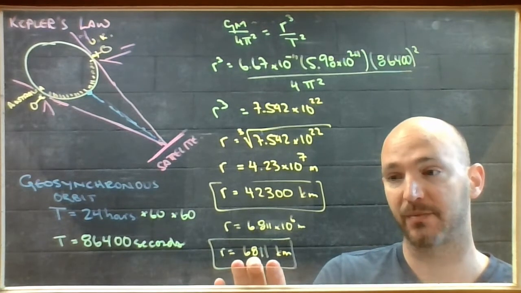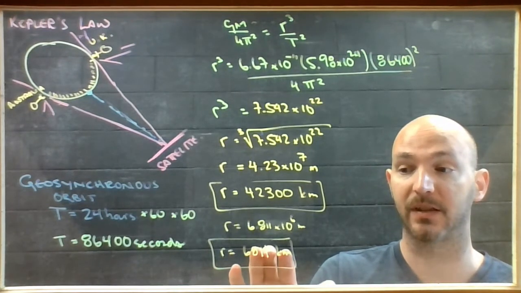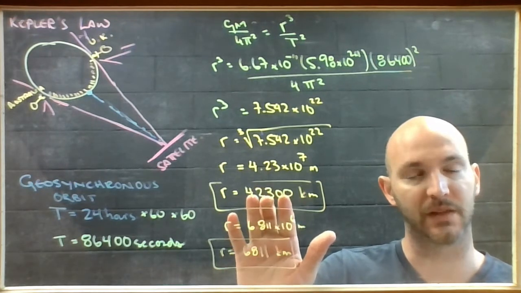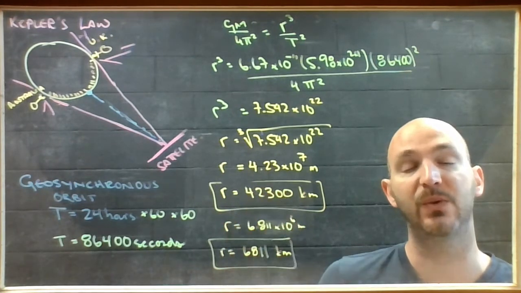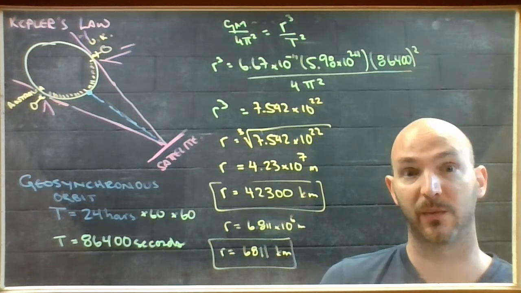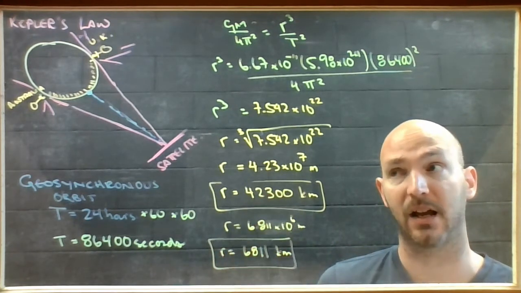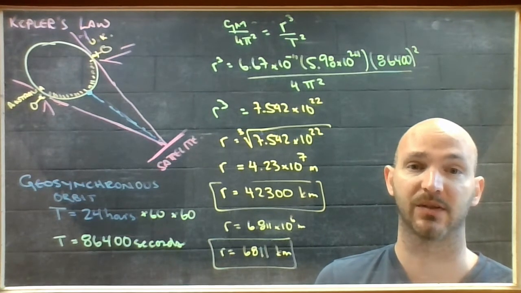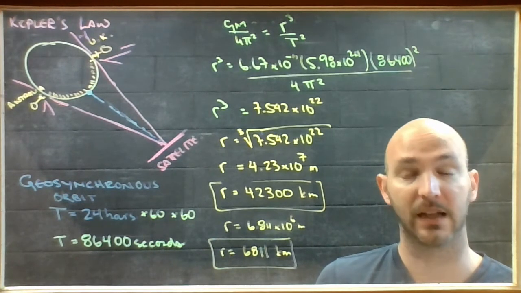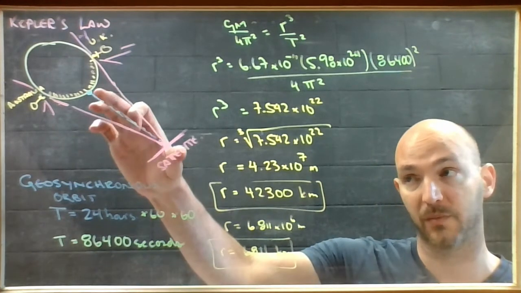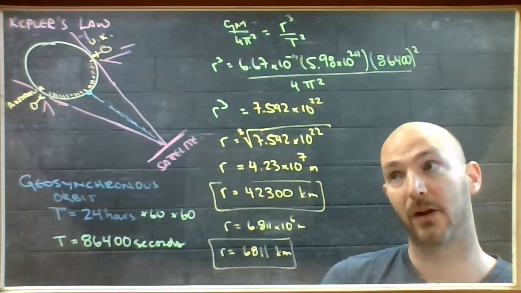So the International Space Station is at about 7,000 kilometers from the Earth's center. This orbit, the geosynchronous one, is 42,000 kilometers from the center of the Earth. So this thing is 6 times higher than the International Space Station is. And if you put something there, then it just hovers over a particular location on the Earth's surface.